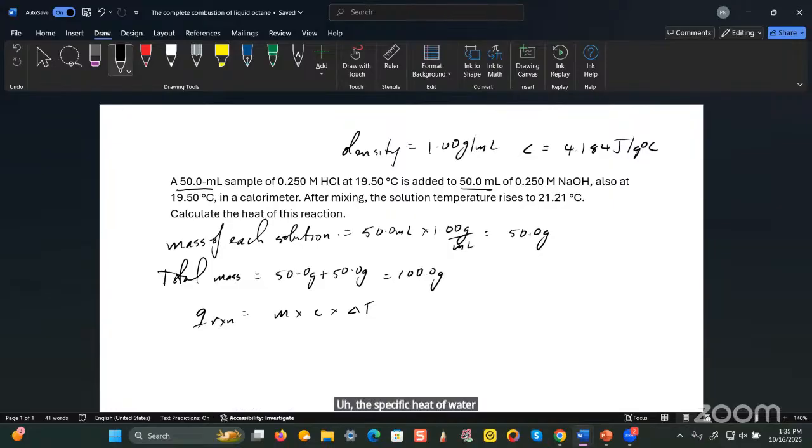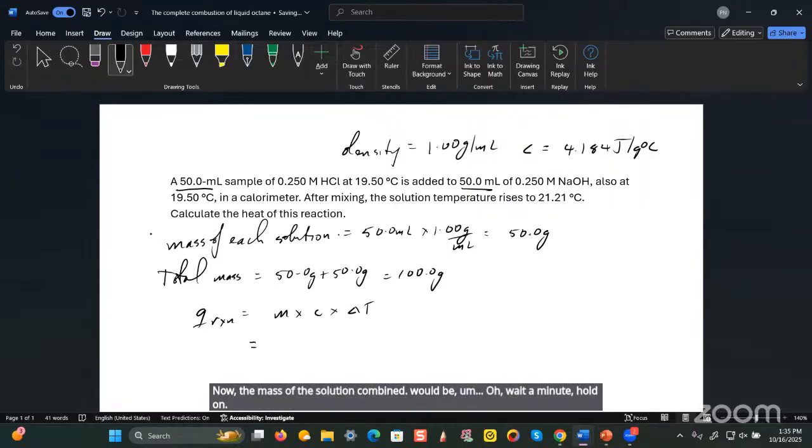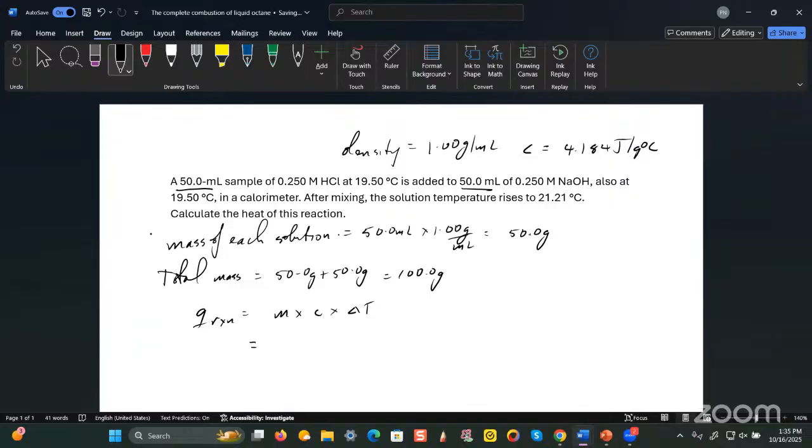All right, so all we have to do is put the numbers in. Now the mass of the solution combined would be... wait a minute, hold on. I have to mix in the solution. Okay, so let me put the numbers in. 100.0 grams times C, which is 4.184 joules per gram degree Celsius, multiplied by the change in temperature.